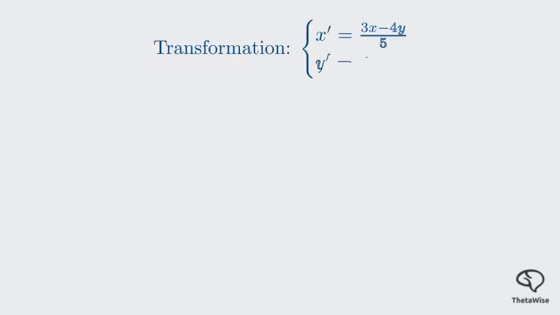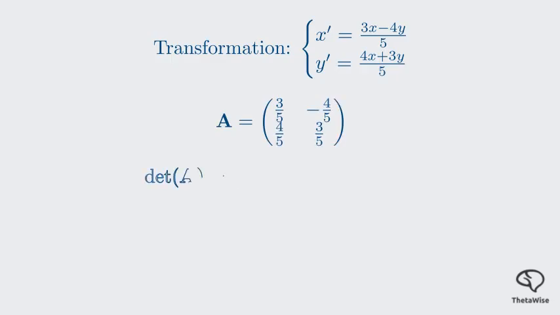Now let's work backward. Given a transformation, we need to find its nature. Consider the equations x prime equals (3x minus 4y) over 5 and y prime equals (4x plus 3y) over 5. Our first step is always to convert these into a matrix equation, which gives us matrix A. The determinant of this matrix is 1, a key indicator that this is a rotation. The general form of a rotation matrix, a, negative b, b, a, matches this matrix perfectly. So we are confident it's a rotation.